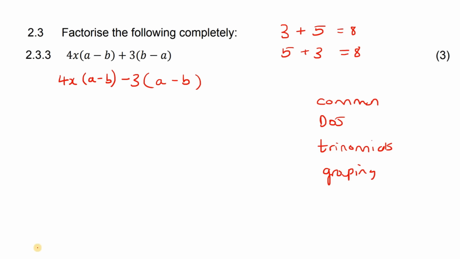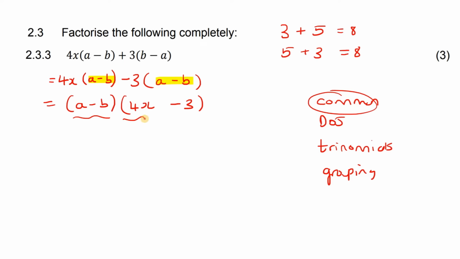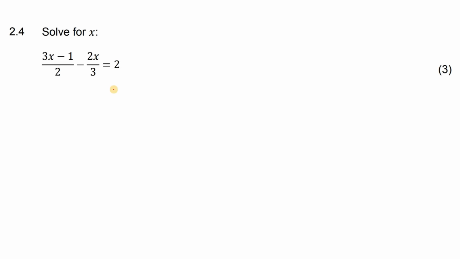Mathematically, that is allowed. Now, the reason we did that is because now we have these two being exactly the same. So now it's taking out a common factor. So the common factor is the A minus B. Okay? Now, in the first part, we still have a 4x left over. So we say 4x. In the second part, we have a -3. And that's our answer. We can't go any further. There's nothing more you could do. And so that's it.